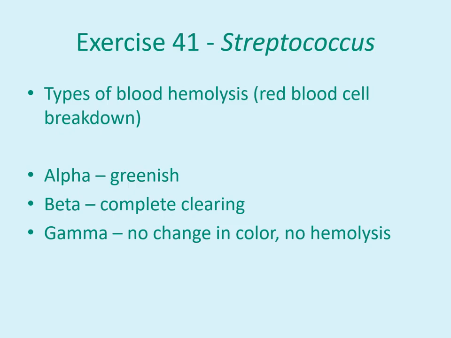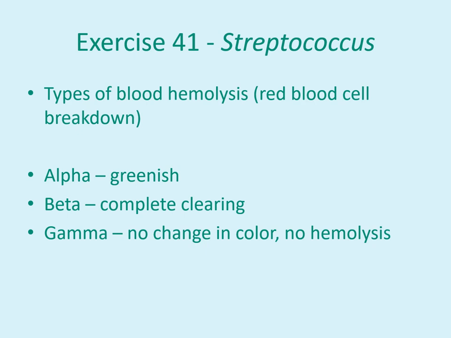After about 24 hours of growth, you would look at the culture, and because you inoculated a blood plate, the thing you're looking for is whether the red blood cells have been broken down, or hemolysis has occurred. There are three main types of hemolysis that could occur. It depends on the species. There's alpha, beta, and gamma.